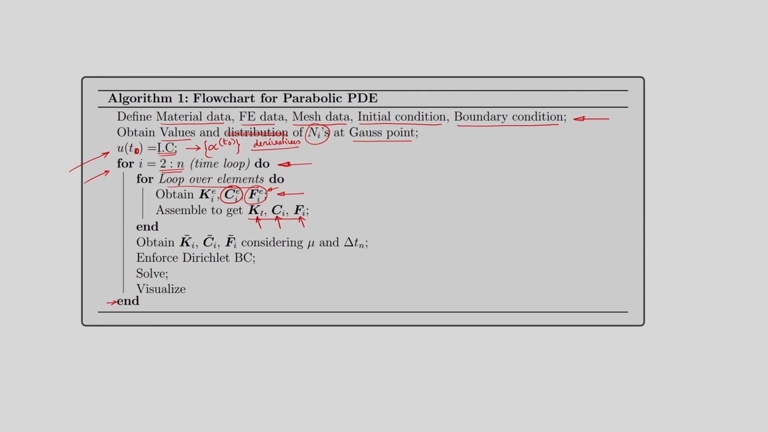Okay. And why is there a suffix i? Because i is basically over the time loop. So, we are doing it at every time instance. That is why there is a subscript denoting that it corresponds to that particular time step. Alright. So, once we calculate the global K, C and F, then we need to find out the K bar, C bar and F bar.